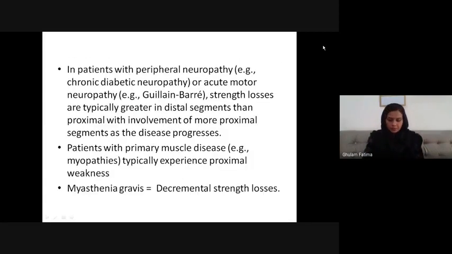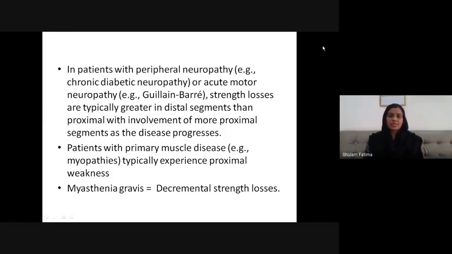As we just discussed, in upper motor neuron lesions, the more prominent loss is in the distal extremities. Now, in peripheral neuropathy patients, like in diabetic patients or Guillain-Barré syndrome patients, there is again more loss of strength in the distal extremity. But these two problems are progressive, and the proximal parts of the body will be involved progressively. The opposite end of the spectrum is primary muscle disease like myopathy, where proximal weakness is more common, and the shoulder and pelvic girdle are the main areas of the body that are affected.